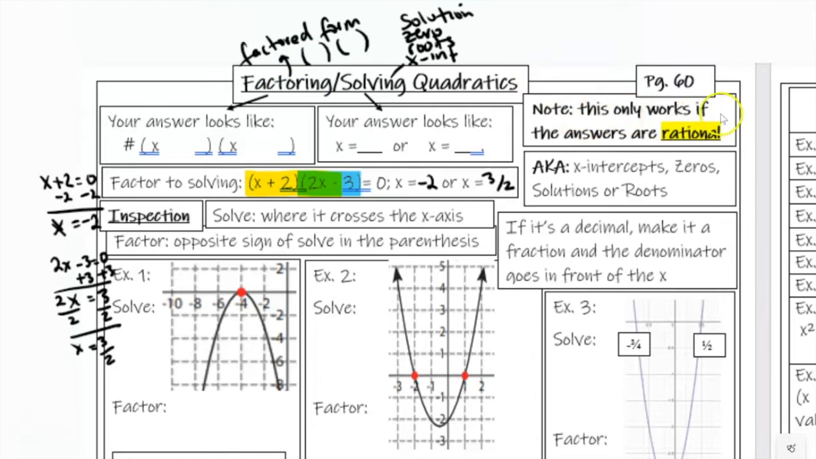All right, this only works if the answers are rational. And remind me, what is rational? There are 3 things. So let's do this quick review from Unit 1. It can be written as a fraction of integers.